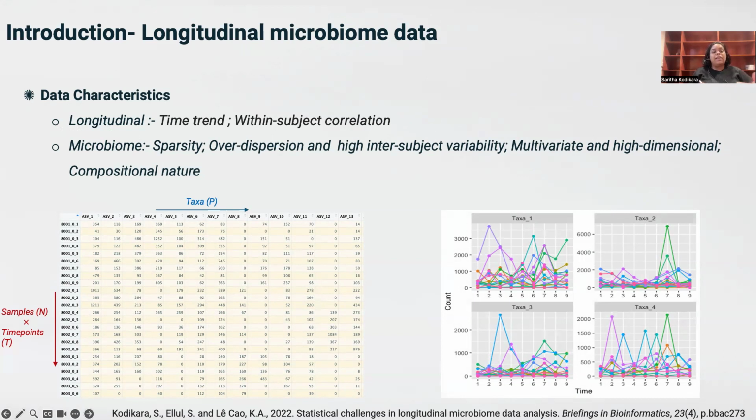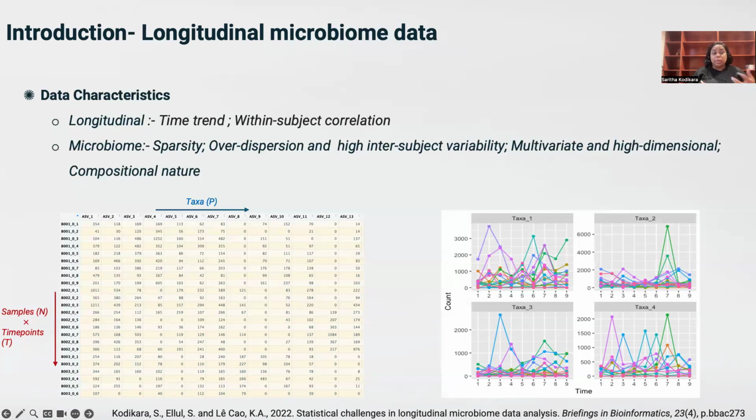And also we have within-subject correlation. What we mean here is that we observe the same individual or the same mice across time. If you're looking at an individual, they would have a similar diet, they would be taking the same medication. So across time, there would be some correlation because it's the same individual.